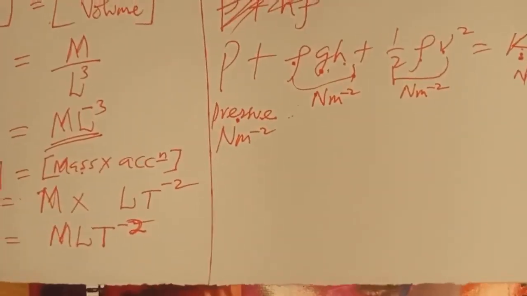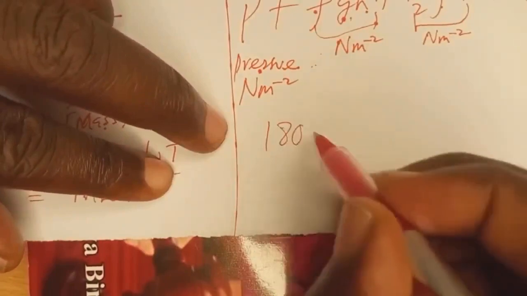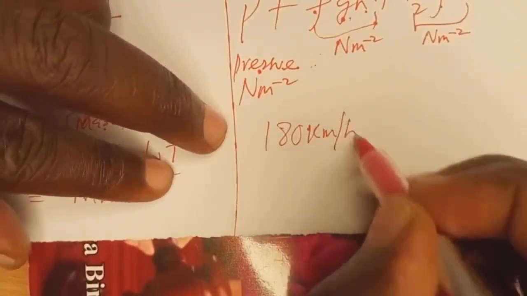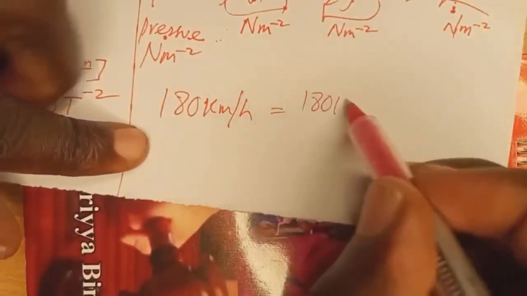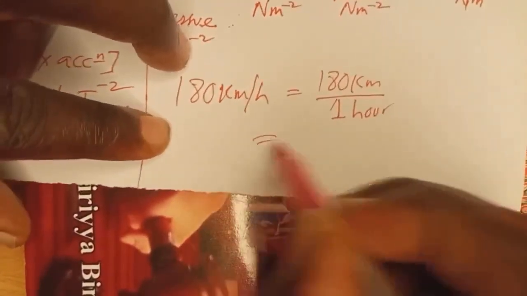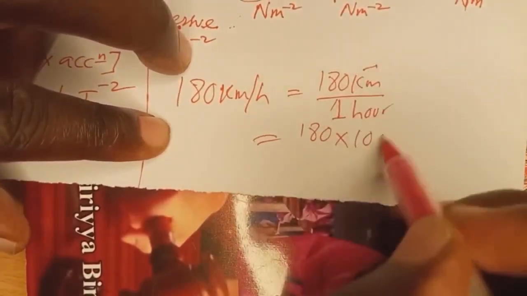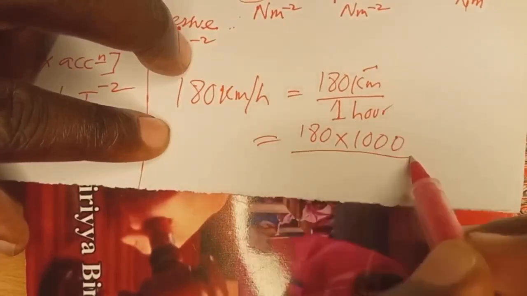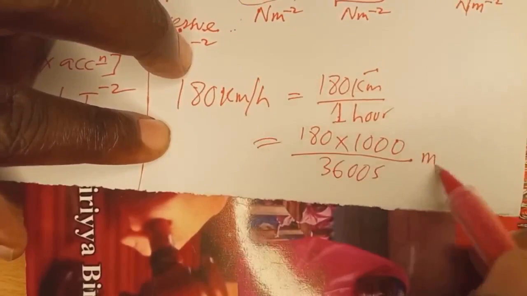Now, having said that, we can consider unit conversion. Let's say I have a speed of 180 kilometer per hour. How do I change this to meter per second? Very simple. This is equal to 180 kilometer divided by 1 hour, which is 180 times 1000, since kilo means 1000, and 1 hour is 3600 in seconds. Now you have it in meter per second.